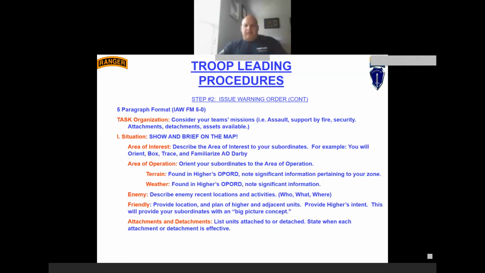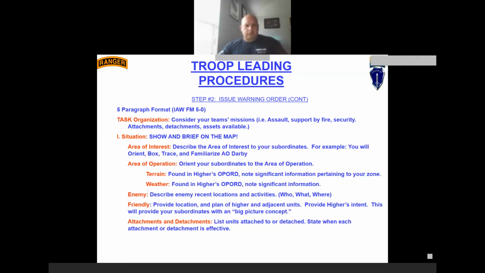Attachments, detachments. Unless you already talked about them in your task order, you don't have to mention them. But say you move an extra 249 assault gunner from the assault team to support by fire because you want another gun up there. That's a detachment from your first squad to your fourth squad. You would have to say that during that time period. So if you want more firepower on the ambush line, that's just an example.